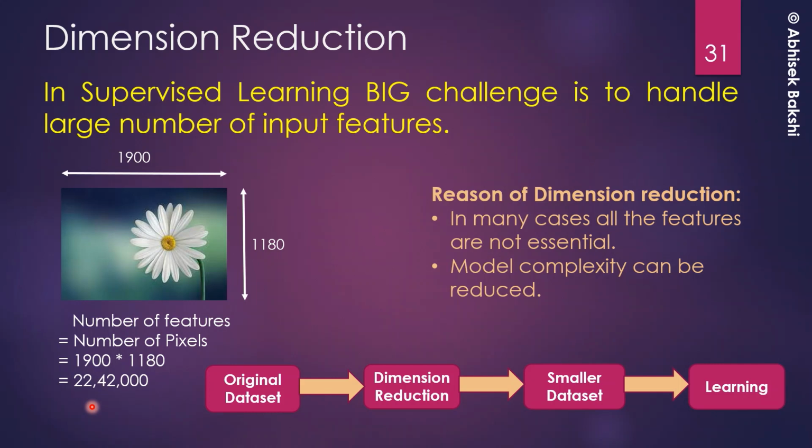So what we can do is try to minimize the number of features from 20 lakh to, for example, 20,000, or maybe less than that. Here dimension reduction comes in. We have the original data set, and we apply some dimension reduction algorithm which minimizes the data set in terms of the number of features. Then we apply some learning. So this is what unsupervised learning is.